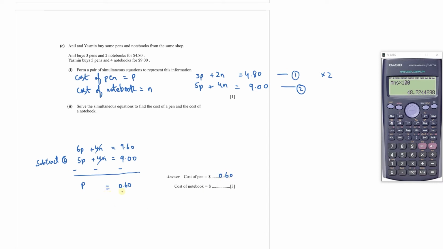Now to find the cost of notebook, I can substitute this value into any of these equations. So let's substitute this in equation 1. So 3 times P, which is 0.60, plus 2N equals 4.80. So I will have 4.80 minus 3 times 0.6. This is 1.8, so 2N will be 3 and N will be 1.50. So your cost of notebook is $1.50.